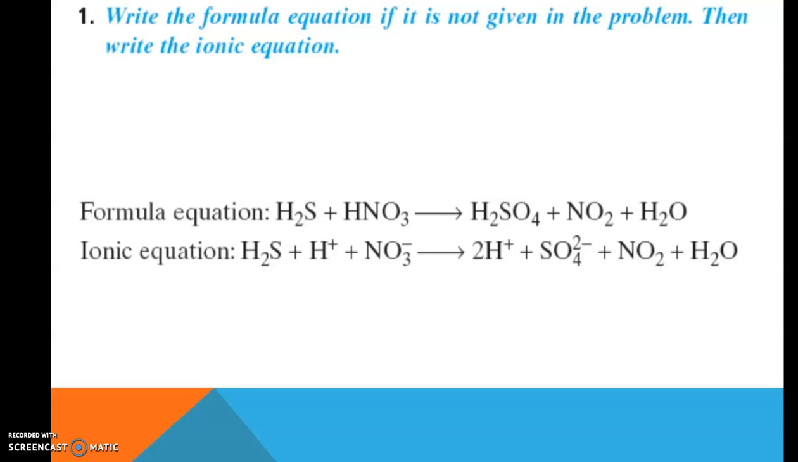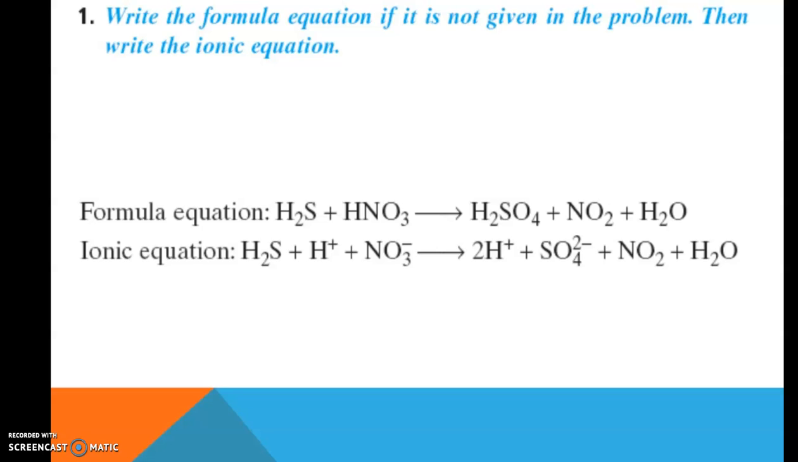So we know the first step. We'll see the reaction. The reaction is hydrogen sulfide reacted with HNO3, which gives H2SO4, NO2 and H2O. This is our reaction. What is the first step? The first step is write the formula of the equation. So this is our formula.